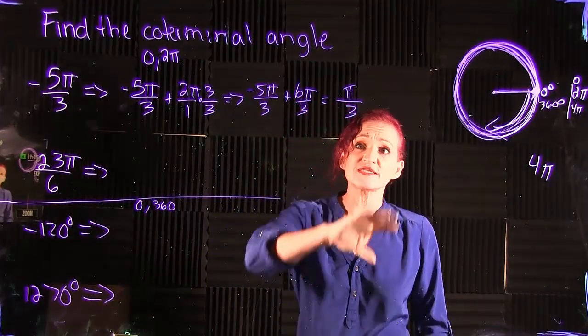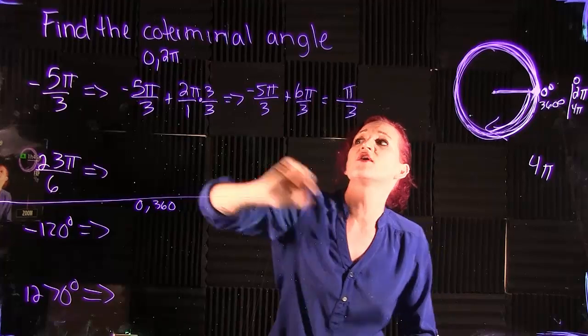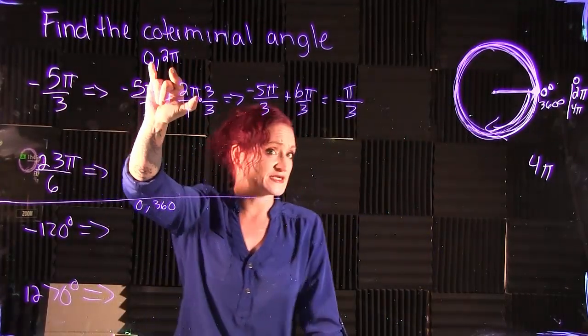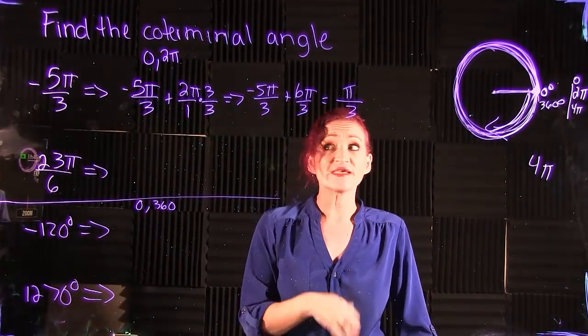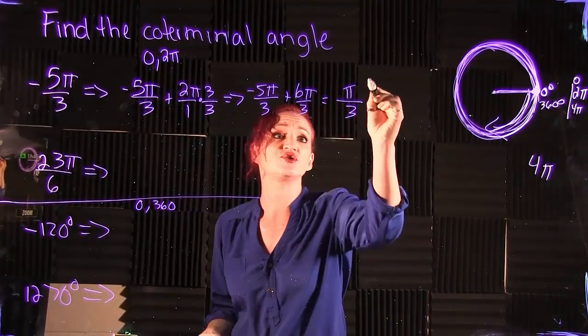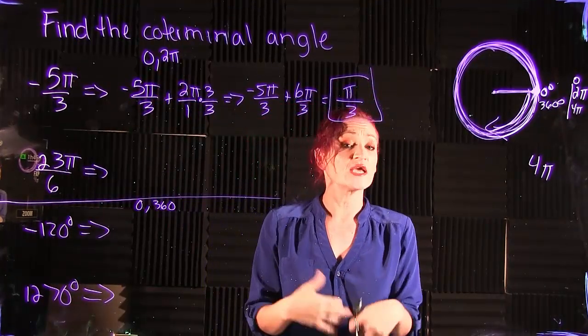Check to see, is your answer here bigger than 0 but less than 2 pi? Pi over 3 is definitely bigger than 0 and less than 2 pi, so pi over 3 is my coterminal angle.